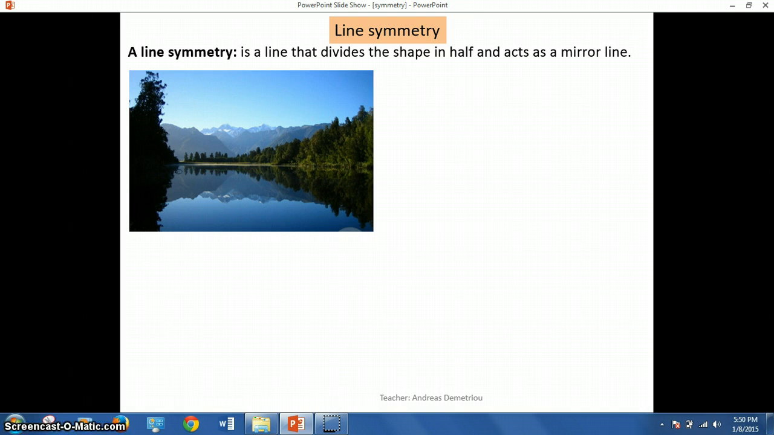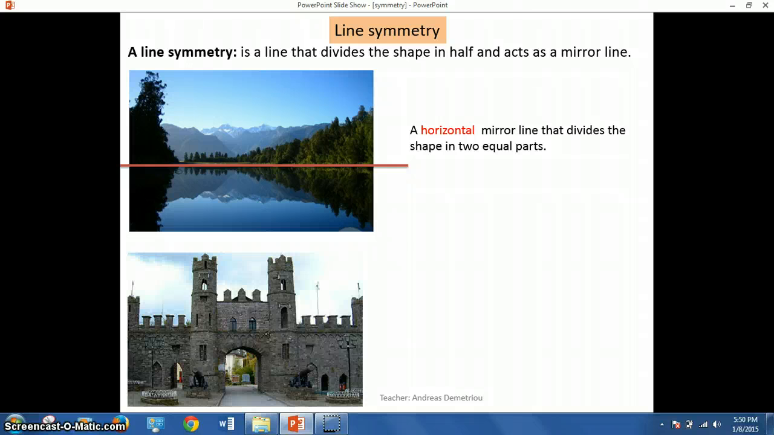For example, in this picture, in nature, we see that there is a horizontal mirror line. In this building, there is a vertical mirror line.